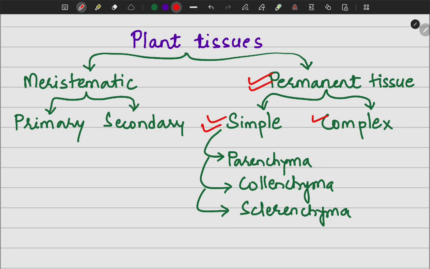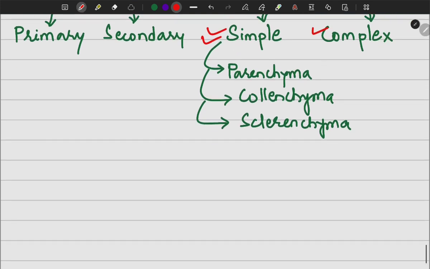So let us begin. So what is a permanent tissue? A permanent tissue, as the name suggests, is permanent. It has stopped dividing. It has lost the ability to divide, and it has now become differentiated and mature to perform a specific function. If we talk about the permanent tissue, then it is basically of two types: simple and complex.